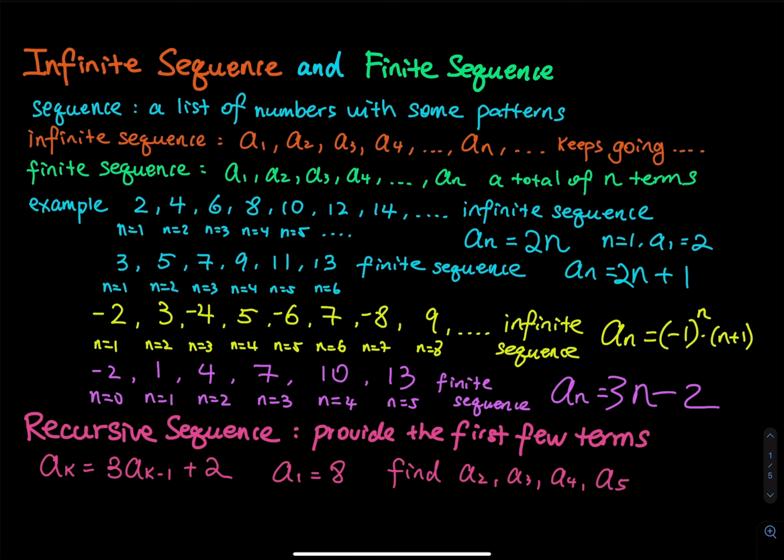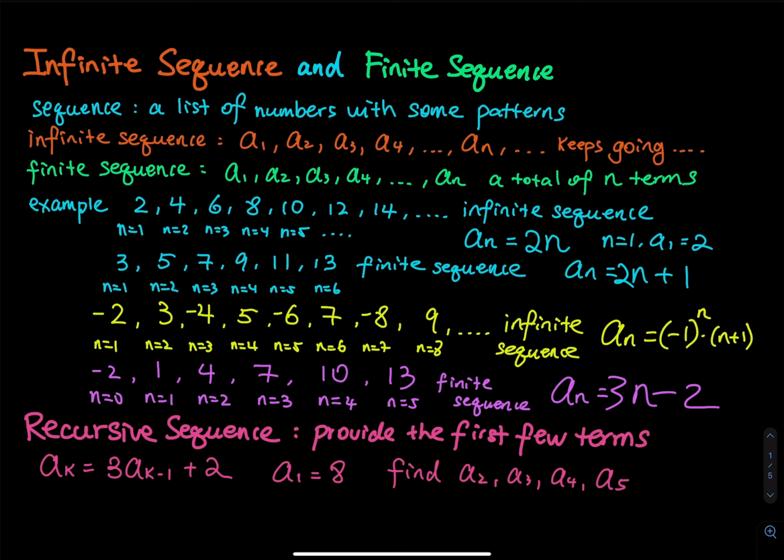Okay, and the next one we have a recursive sequence. A recursive sequence provides the first few terms. So we have a of k equals 3 times a of k minus 1 plus 2. When a1 is equal to 1, I want you to find a2, a3, a4, and a5. So recursive sequence: provide the first few terms.